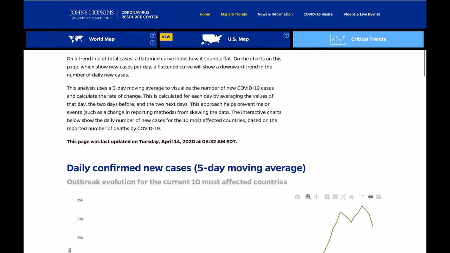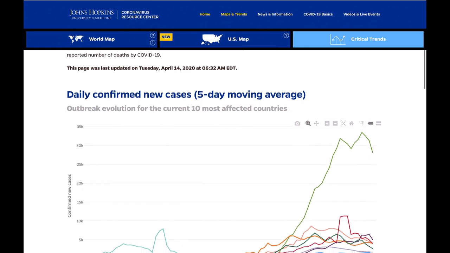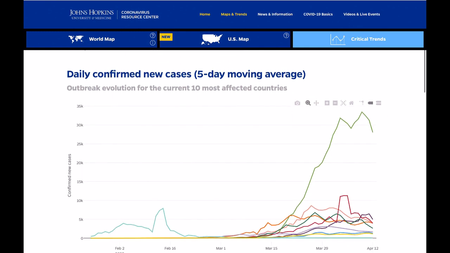They do a really nice job of having a 5-day moving average of everything. And so this dark green line, the one that is all the way on the top, that is us. That is the US. So you can see that we're starting to finally take a decrease. So finally starting to flatten that curve, and hopefully this decrease continues.